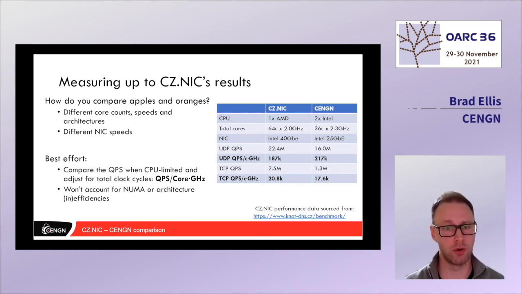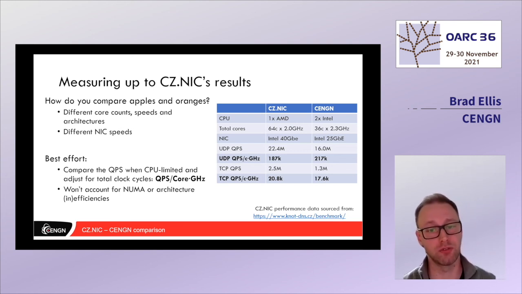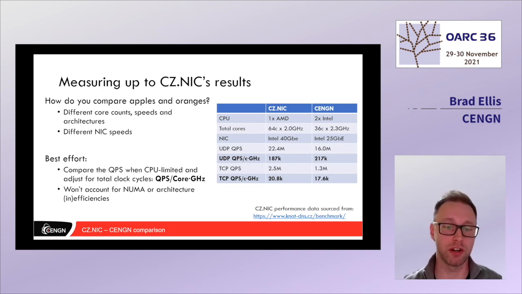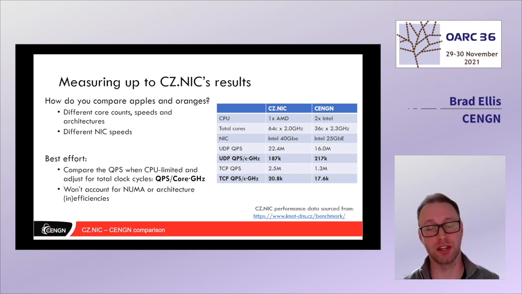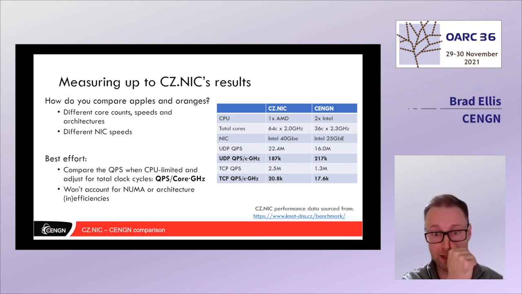And so we were able to find that even though CZ.NIC had, I'd say, a much more powerful processor than we did and a faster network card, with UDP, we're actually able to slightly eke out a little bit more queries per second per core gigahertz. But on the TCP front, we're a little bit behind there. So that indicates that we're mostly doing it right, but in our test setup, we actually need to tune that TCP server a little bit more to try and get that number up.